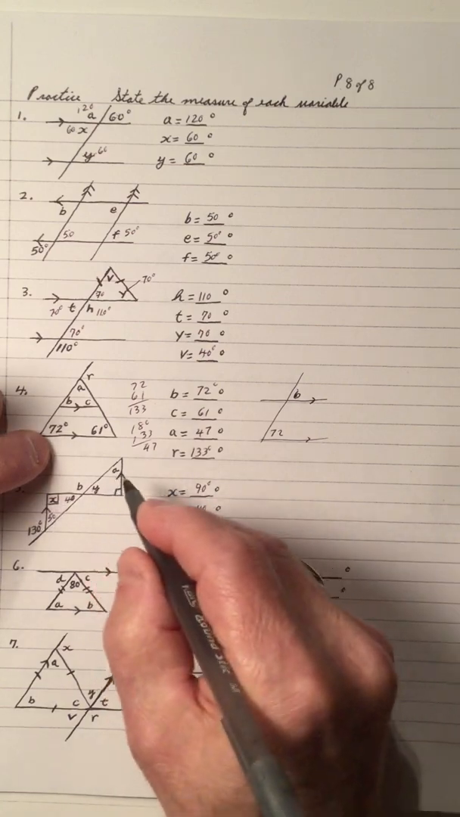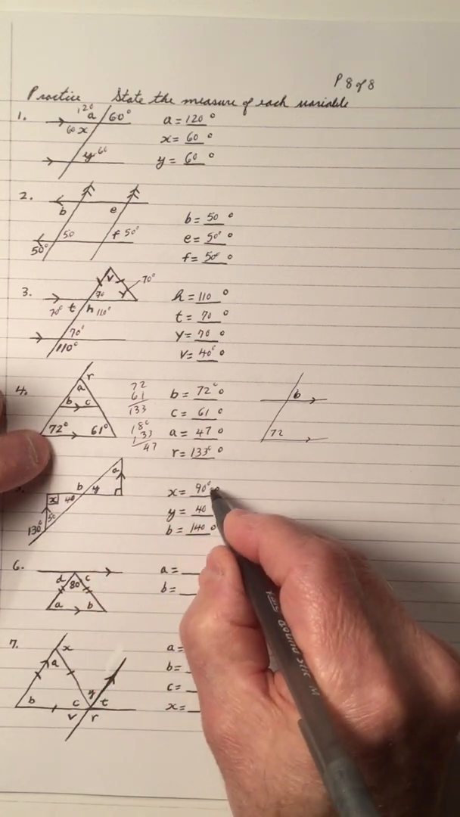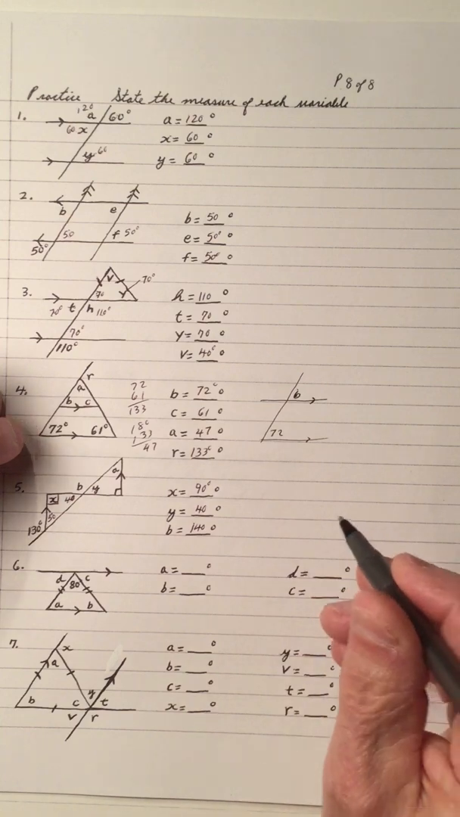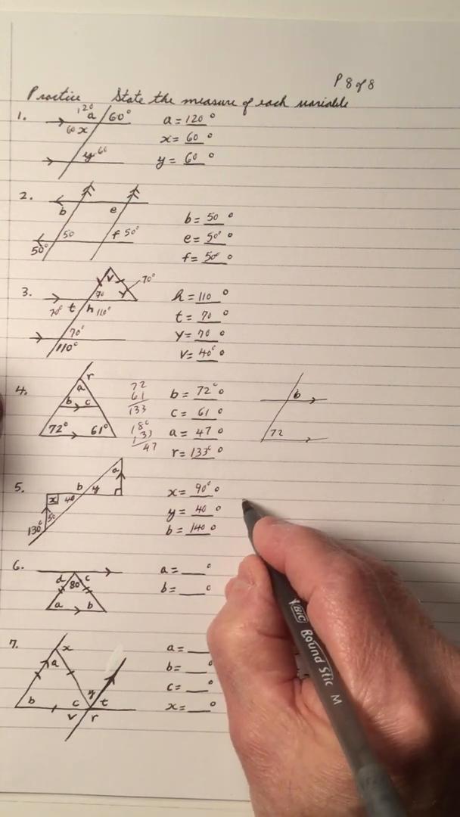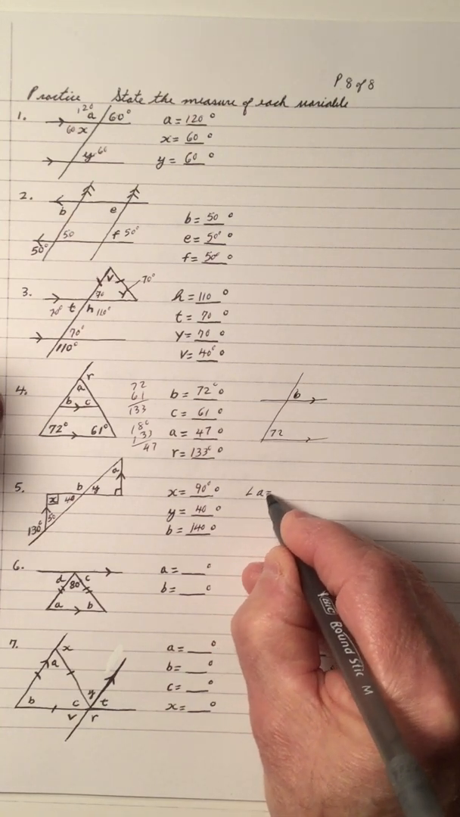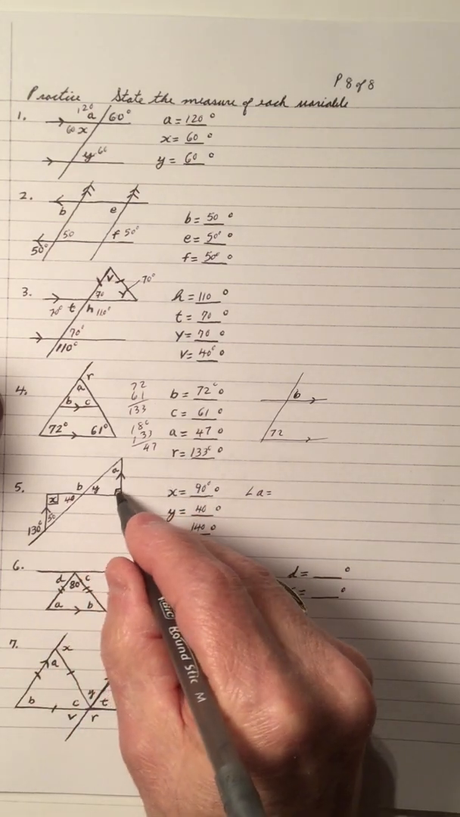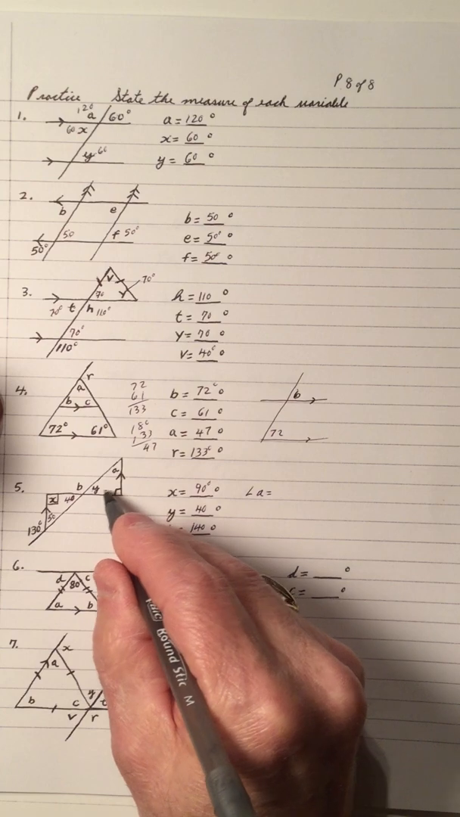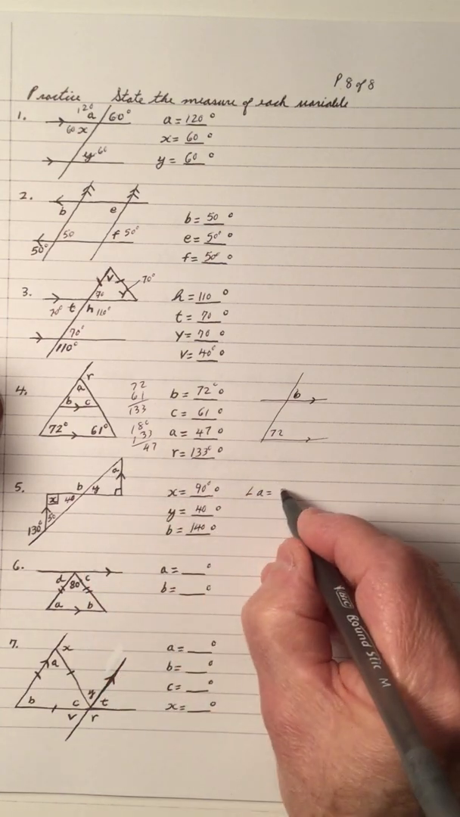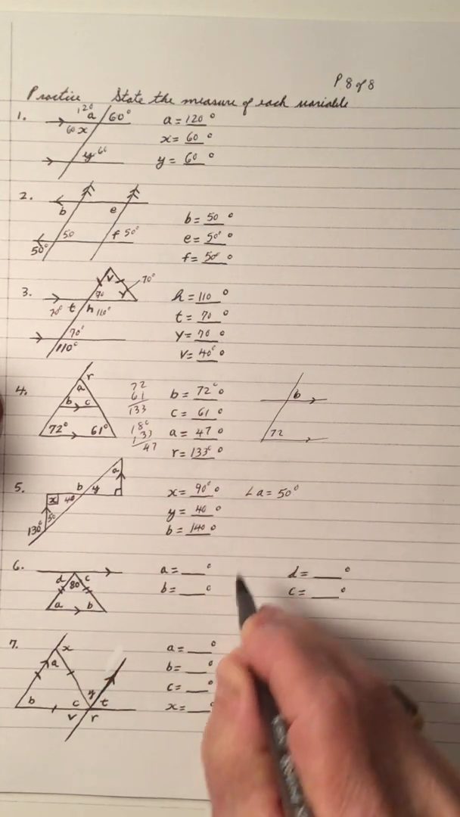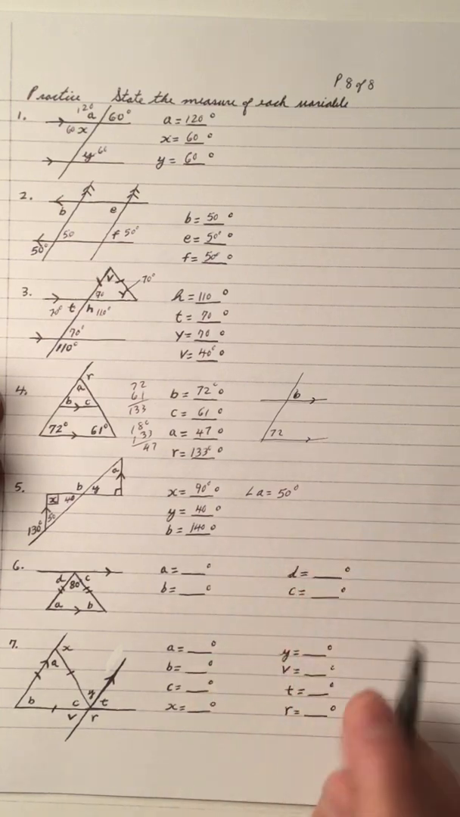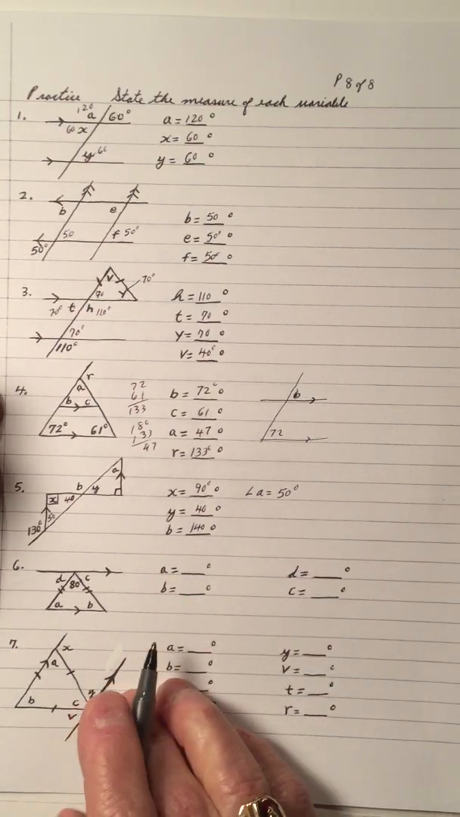And A, you've got a 90 and a 40. I don't have the A written in, so let's put angle A in. Angle A is 40, 90, 100. So 40 and 90 is 130, so A is 50 degrees. I omitted the A, but I didn't have to. I could have left it off.